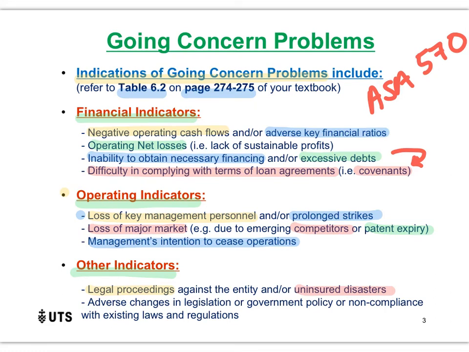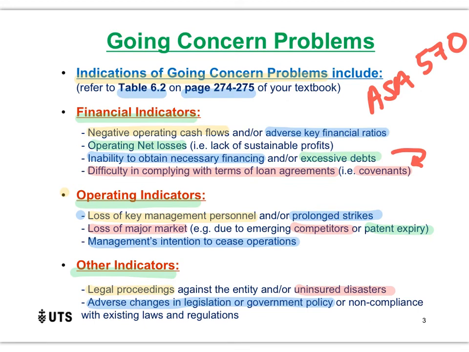The final one is if there are any adverse changes in government policies or procedures or regulations that may impact on the business. And I did mention a really good example of this one in class, and that was with the solar panel industry. Remember, with the solar panel industry, the government changed their policy in relation to assisting people in helping them actually buy solar panels and install them on the roof of their houses. As soon as the government changed that policy, it caused many businesses in that industry to go out of business. So that's another indicator that we can think about.